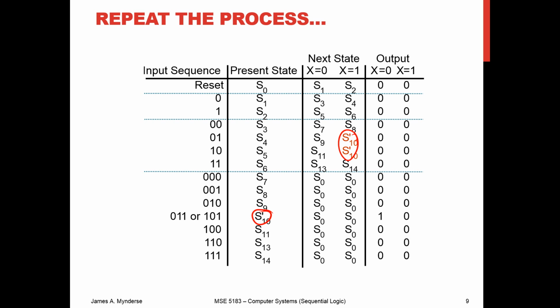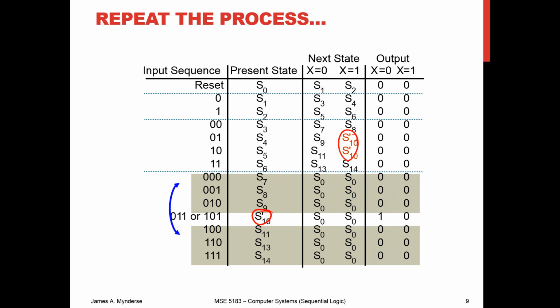And notice now that if we look at that last input block, we got a whole bunch of things that returned S0 and have outputs of 0 and 0. Well, if they have the same next state and the same outputs, they must be equivalent. So we'll call that S7 prime. And again, we'll then go replace everything in our next state block up there with an S7 prime.